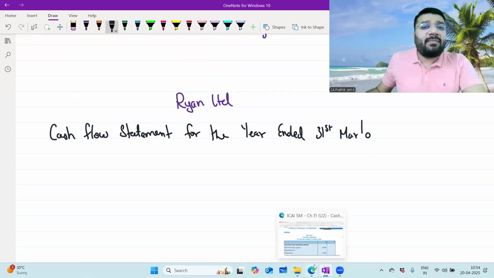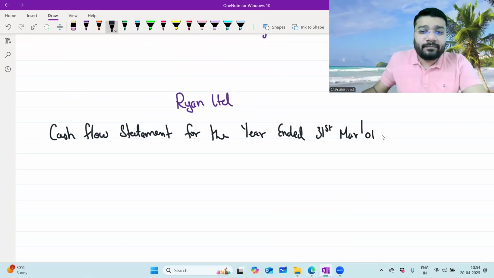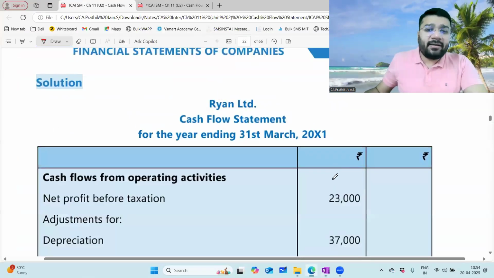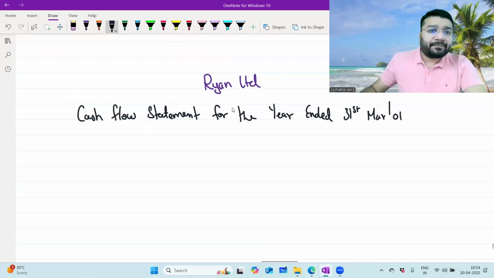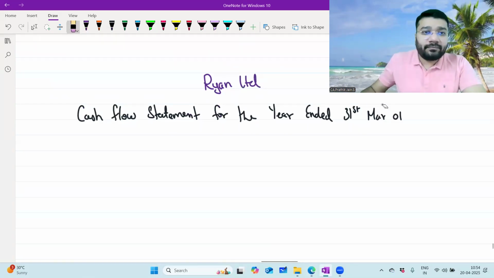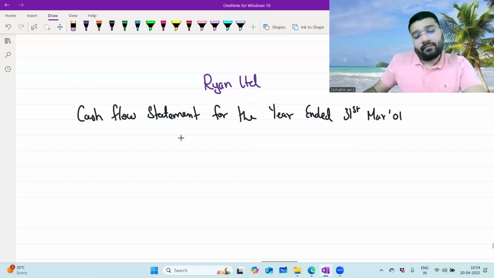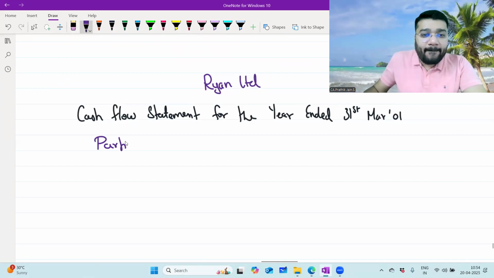Can I write an extract in the bracket? No, sir. What is the year? 31st March 2001 only. Correct. Next is what? Particulars, amount. Rupees inner column, rupees outer column.